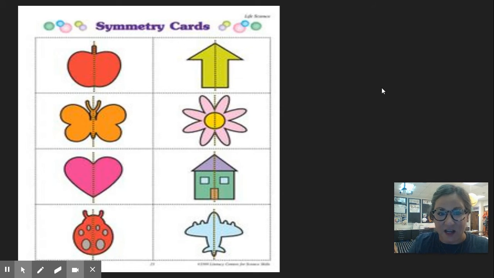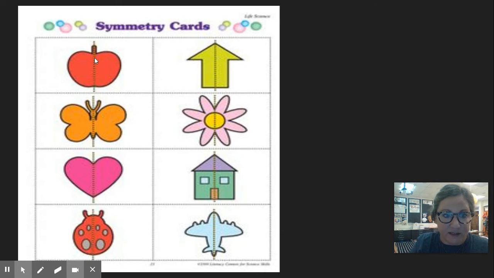I'm excited to talk to you a little bit more this week about symmetry. So, last week we learned that if something is symmetrical, it's the same on both sides. For example, Miss Rayborn's face, if you draw a line down the center, I have an eye on each side, I have an ear on each side. Let's look at some examples here.